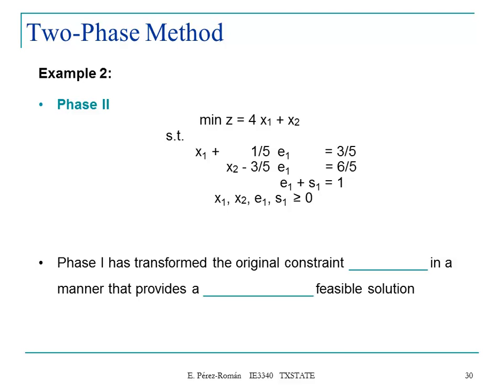So phase 2, this is how the problem is going to look like. You're going to use the coefficients from the first phase. And using those coefficients, now you're going to go back and get the original objective function. So phase 1 has transformed the original constraint equations in a manner that provides a starting basic feasible solution for your problem. Yes, sir. Your RHS was negative, but there's a value for it. How can you write your objective function? Say that again.